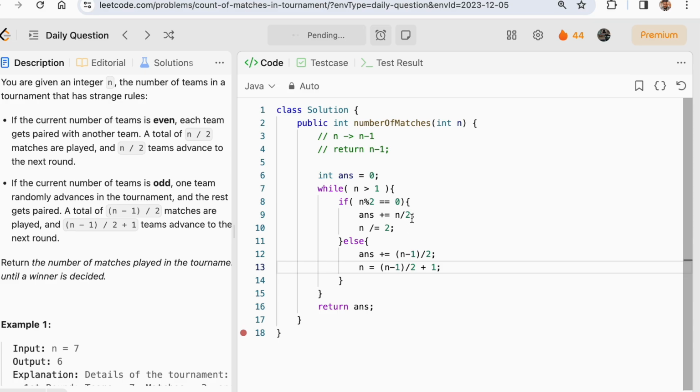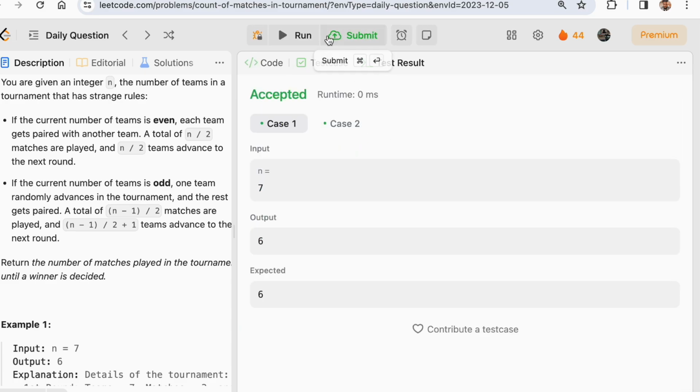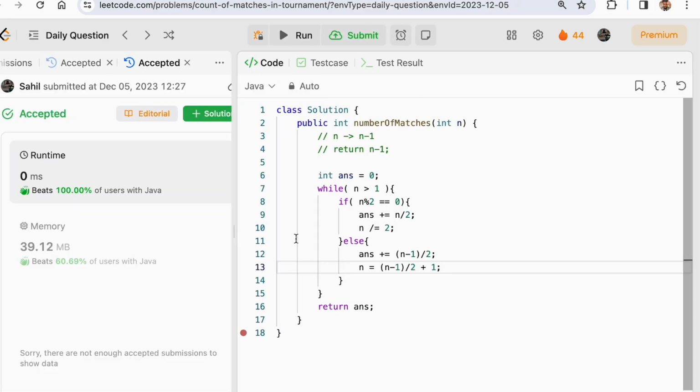Let's try to submit that as well. It is submitting successfully. Okay, hope you understood the problem.